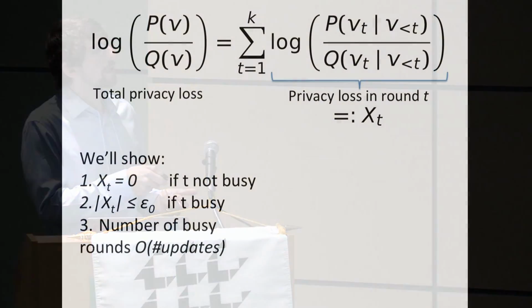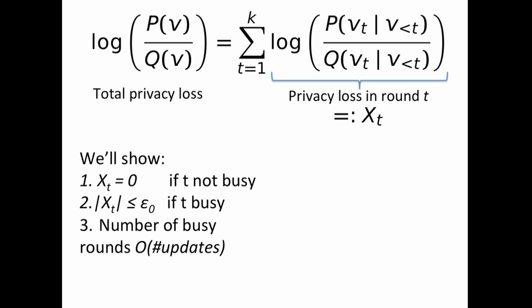And then using this formalization, we can show exactly what I indicated before, namely that if the round is not busy, if we don't have a busy round, then the privacy loss x sub t is identically 0. So this captures the picture that I described: if the round is lazy, if it's not busy, there's no privacy loss at all. On the other hand, if the round is busy, so close to causing an update, then the privacy loss is strictly bounded by epsilon 0.